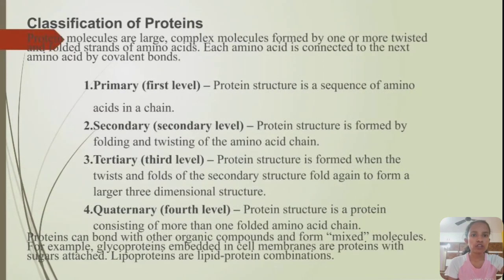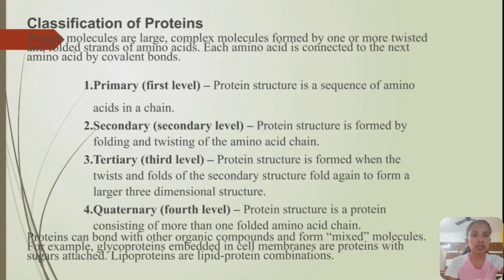Classification of proteins. Protein molecules are large complex molecules formed by one or more twisted and folded strands of amino acids. Each amino acid is connected to the next amino acid by a covalent bond. The proteins are classified into four types. Primary, that is first level: protein structure is a sequence of amino acids in a chain. Second one is secondary, that is second level: protein structure is formed by folding and twisting of the amino acid chain.